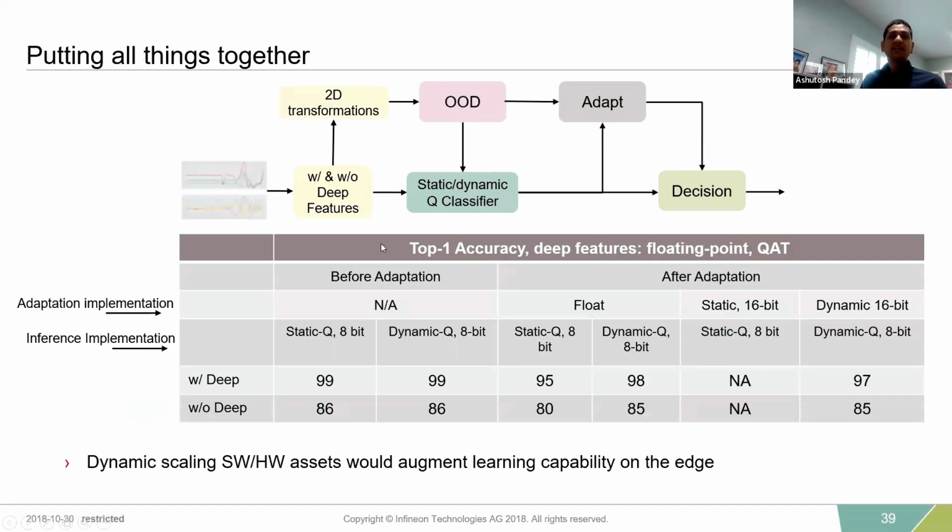And finally, we put all of this together. This is how the whole proposal in this presentation comes together: you take the data, you have some features, and then you create a classifier. You can do some transformation and send it to out of distribution detection. Based on this, you can adapt if you need to, and then you can have some sort of decision.